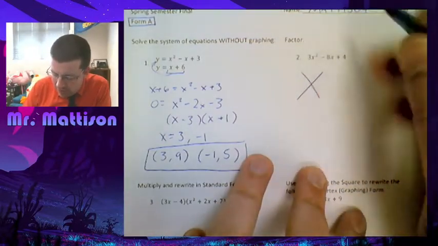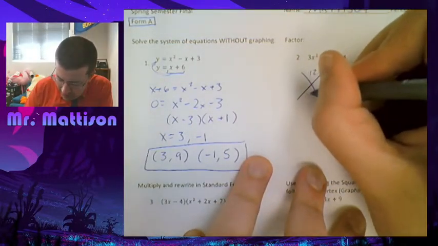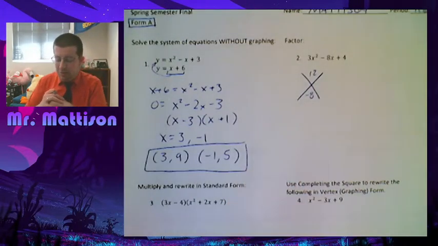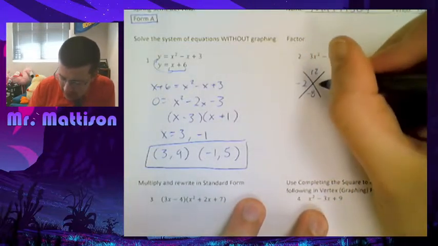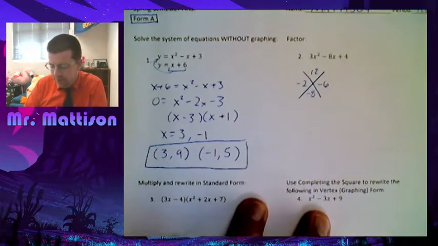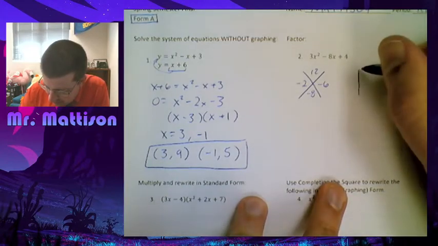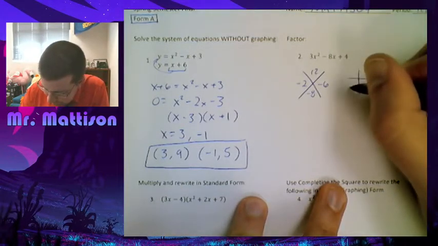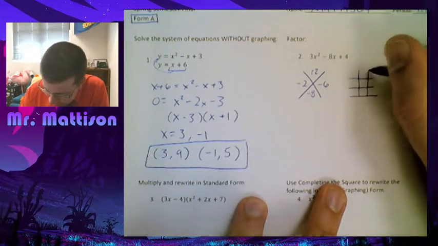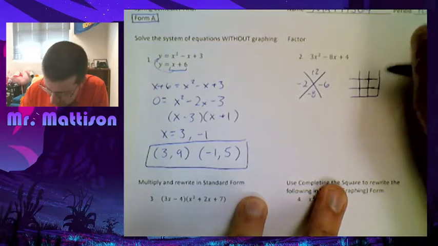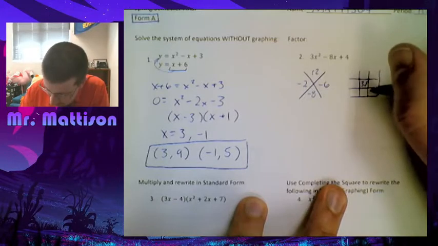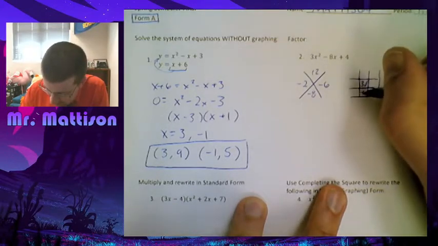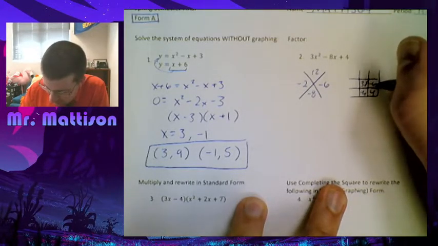So 3 times 4 gives me 12 on top, and then I have negative 8. So I'm now looking for two values that are going to multiply to be 12 and add to be negative 8. So that's going to be a negative 2 and a negative 6. So then when I go to my box, I put the 3x squared in the top left, the 4 in the bottom right, and then I'll have my negative 2x here, my negative 6x here.